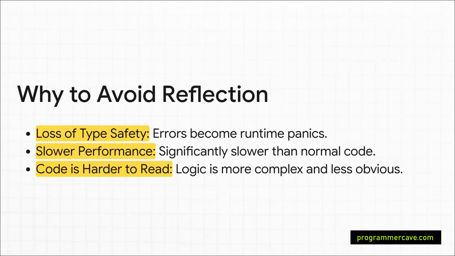First, you completely throw away Go's biggest advantage, type safety. The compiler has no idea what you're doing, so if you try to set an integer field with a string, it won't complain at compile time. Nope, it'll just blow up with a panic when your code runs. Second, performance takes a nosedive. We're not talking a few percentage points here. Reflection is way slower than regular code because it's doing all this work at runtime instead of compile time. And finally, the code just gets harder to read. Your teammates will look at it and have a much tougher time figuring out what's going on.